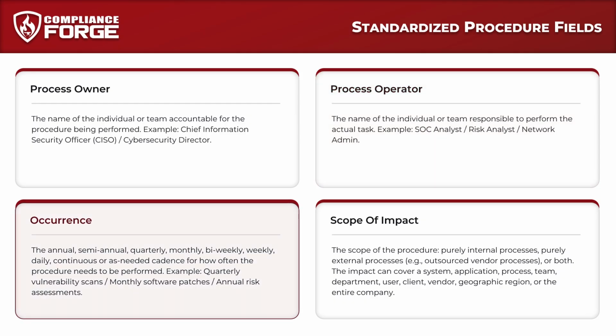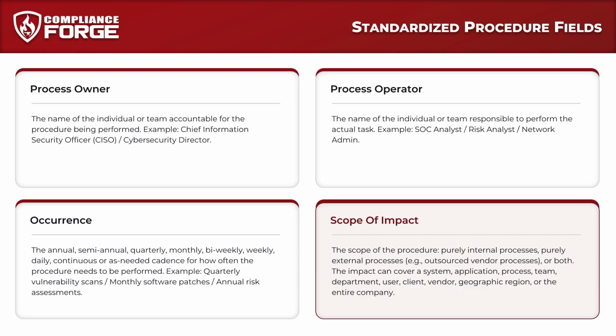The occurrence. This is the cadence for how often the procedure needs to be performed, from annual all the way down to daily, continuous, or as needed. For example, quarterly vulnerability scans, monthly software patches, or annual risk assessments.